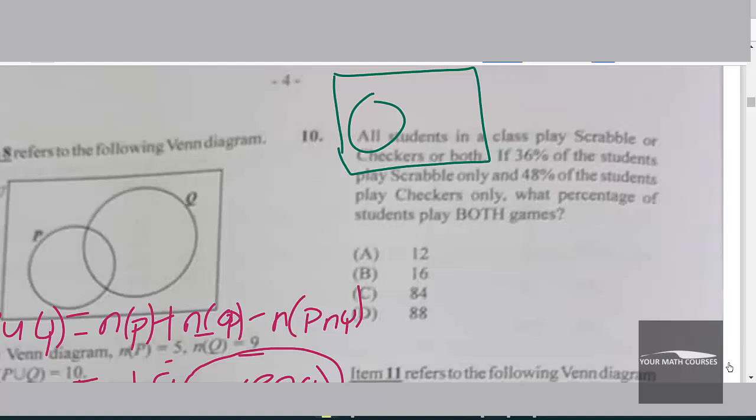So the universal set will be 100. Then the number who play Scrabble only is 36. This is for Scrabble. Those who play checkers only, this is checkers, they are 48 out of 100. Then both, we don't know. So let's put B there.